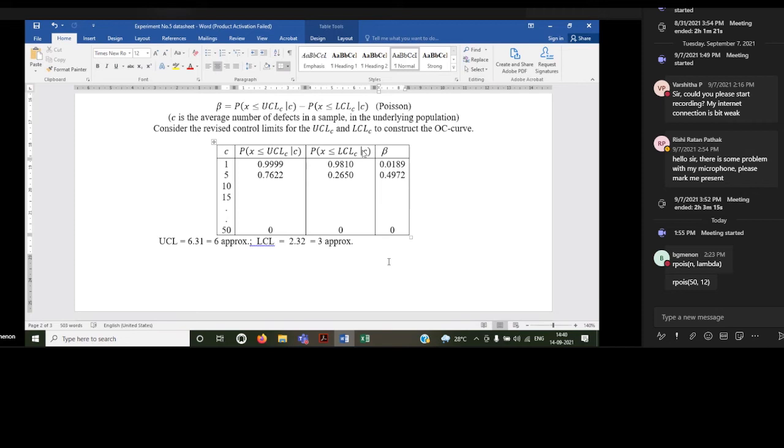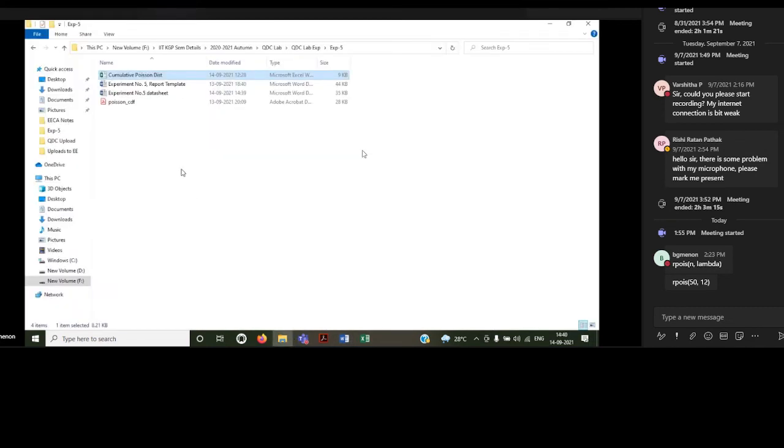X is C, Y is beta, and X is C. Very good. So you will have beta values on the y-axis and C values on the x-axis. So likewise, you can plot.